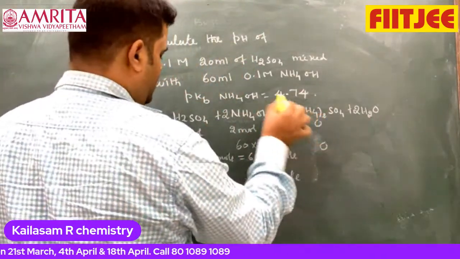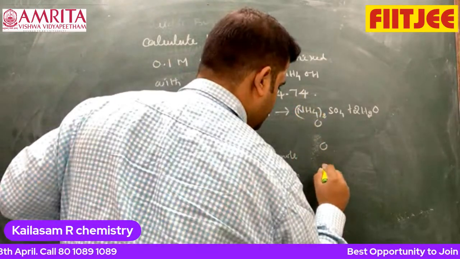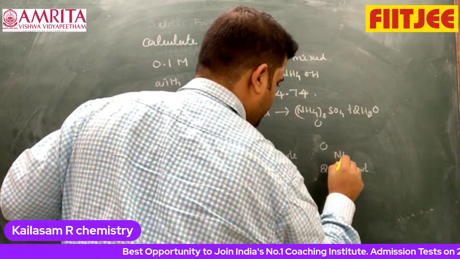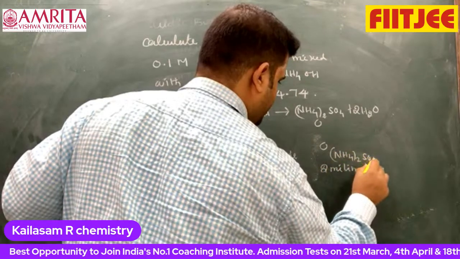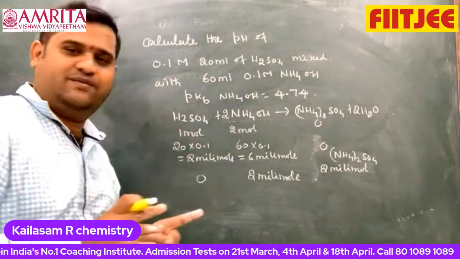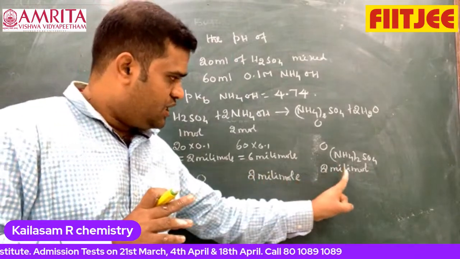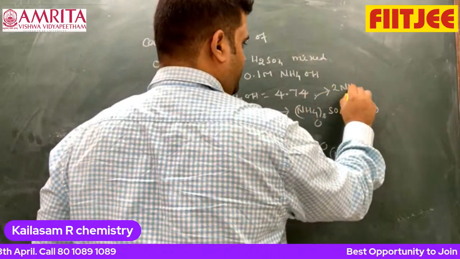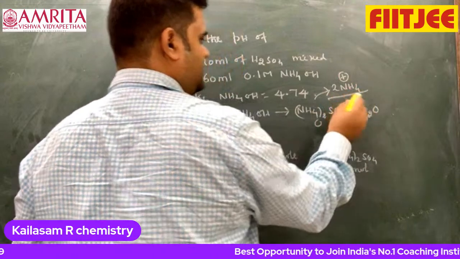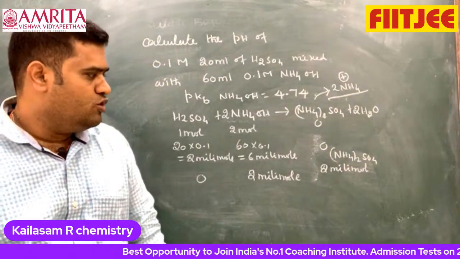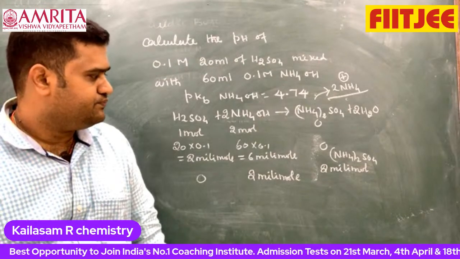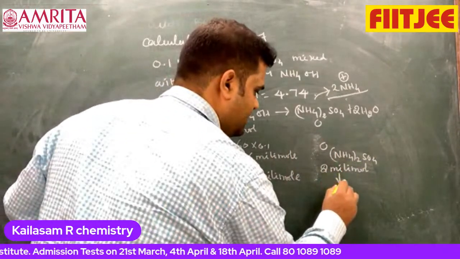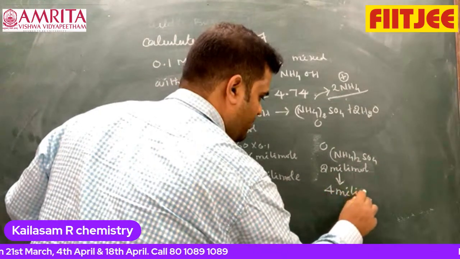1 mole is going to give 2 moles, therefore 2 millimole is going to give 2 millimole of (NH4)2SO4 formed. Please understand, it's very, very important. You have 2 millimole here, and here also you have 2 millimole. We know that 1 mole is going to give 2 moles of NH4 plus. Now the 2 millimole is going to give 4 millimole of NH4 plus.